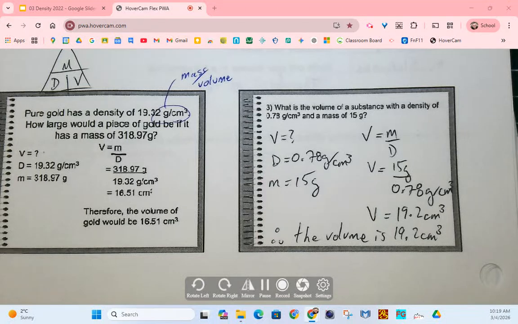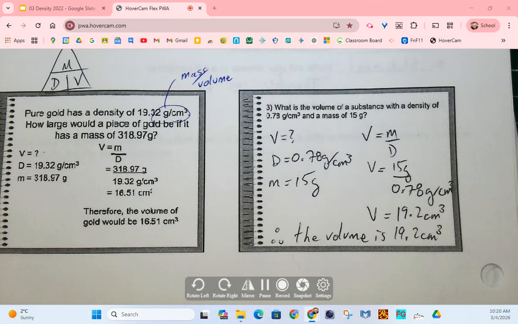Right, so as we're looking at this, there are really only three different ways I can cook the D is equal to M over V equation. Either I'm isolating for D, or I'm isolating for M, or I'm isolating for V. That's it. There's only three permutations. And so this problem set goes through all three permutations.